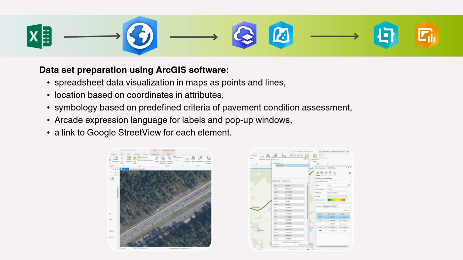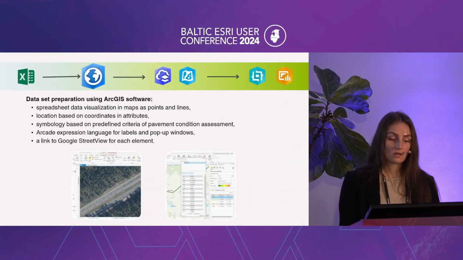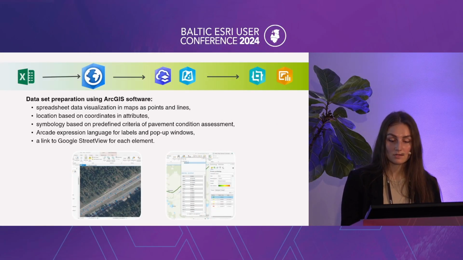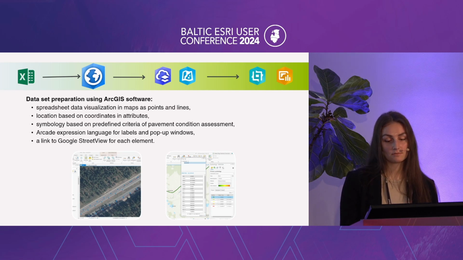Then these spreadsheets are added to ArcGIS Pro, where the data points and lines are visualized on maps using coordinates from these attributes. And in this part, also, labels and pop-up windows are configured with the help of Arcade expression language. In the result, there's not only pavement quality attributes, but also links to their Google Street View place for visual understanding.